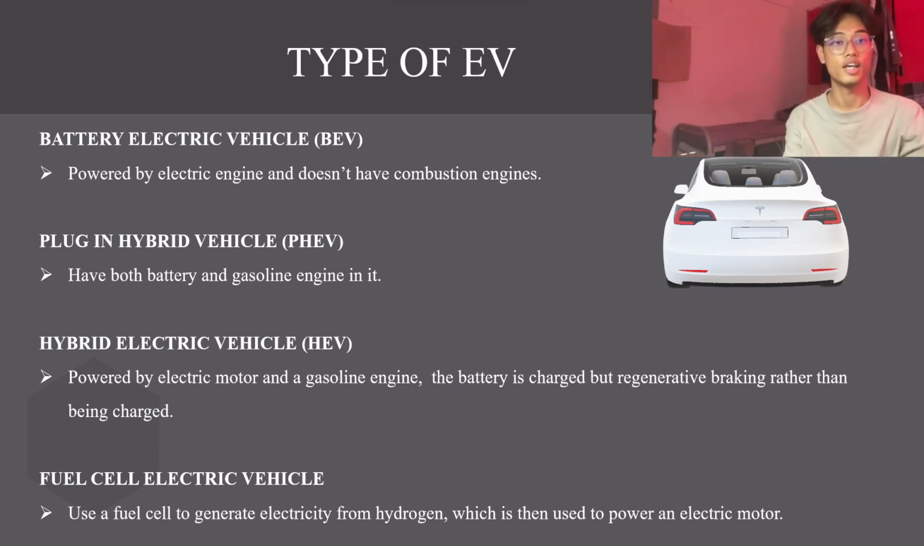So here is the explanation and list of the electric vehicles. First one is BEV, that stands for battery electric vehicle. These electric vehicles are powered by an electric motor and don't have any combustion engine. They are charged by plugging the vehicle into an electric outlet or any charging station. Usually, a fully charged BEV can travel up to 500 kilometers with a single charge.